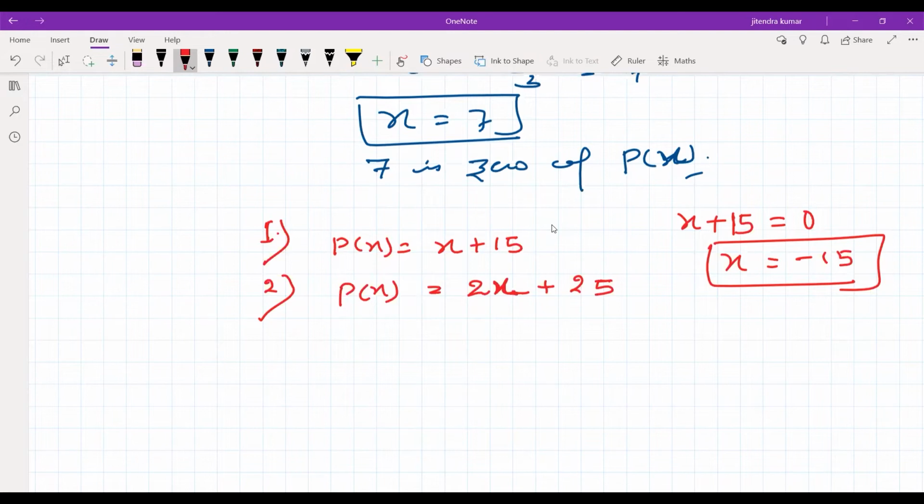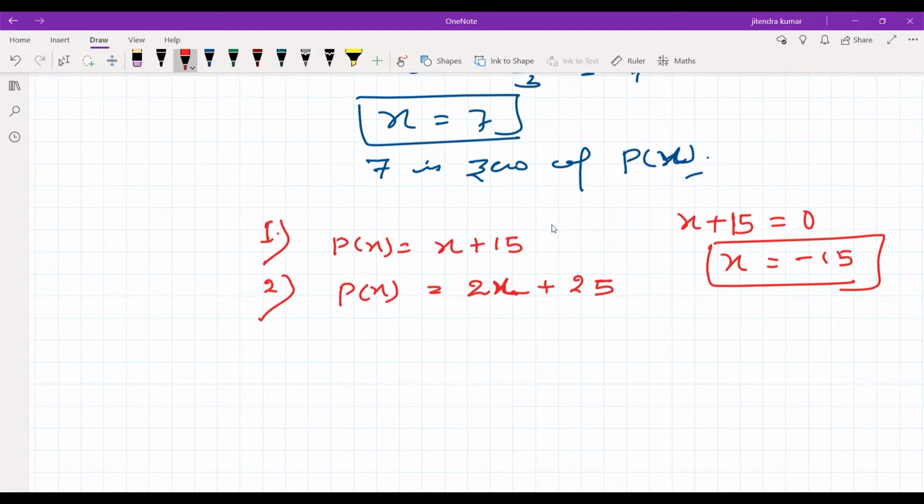So it's coming minus 25 by 2. Okay. Laksh, what is your answer? Sir, minus 25 upon 2. Yeah, minus 25 upon 2. Correct. Okay. Now, next type of question.